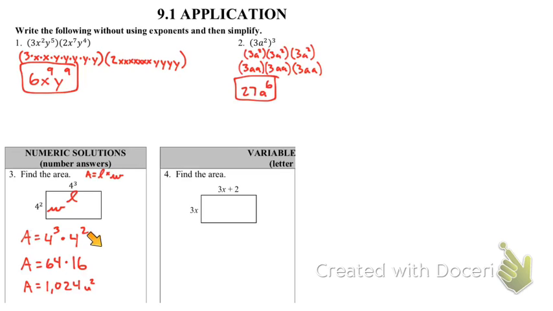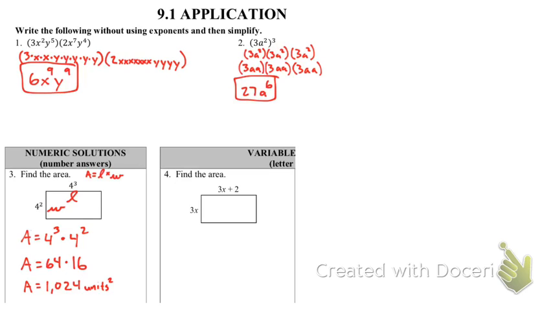If it was inches, it'd be inches squared. If it was feet, feet squared. Right now it's just units squared because we don't know the units. Alright, so let's write that out better so you're not too confused. It's units squared.